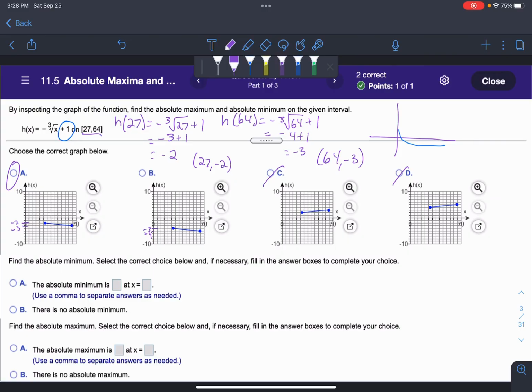Using our graph, we can see that it's a strictly decreasing function. So my absolute maximum occurs, and I know it's kind of hard to see, here at my left endpoint, while my absolute minimum is my right endpoint. So its smallest value is -3, and this occurs at x equals 64. And then my largest value is -2, and this occurs at x equals 27.